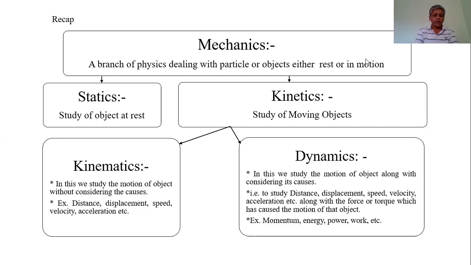Kinematics: in that we study the motion of the object without considering the cause. For example, if we throw a ball, then the distance traveled by the ball or displacement traveled by the ball, speed of the ball, velocity of the ball, acceleration of that ball. To study these physical quantities, we may not know the source of the motion. Why the motion is possible? That source is not necessary to study these concepts. That is called kinematics.